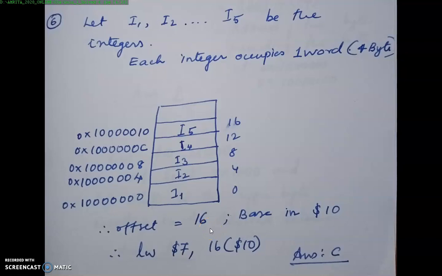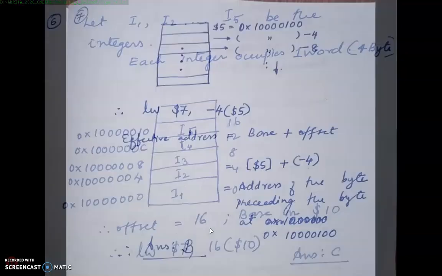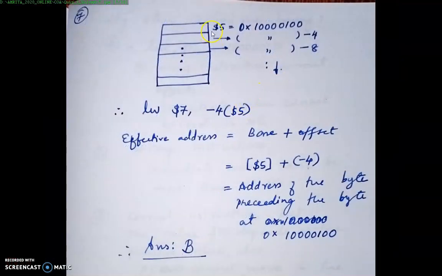Okay, now let's move to the next question. Load the 4 bytes that precede an address into register 7. So you are given an address, and you want to find the 4 bytes preceding. 4 bytes preceding will be the next previous word. This will be the next immediate previous word. This is the word which is 8 bytes previous.